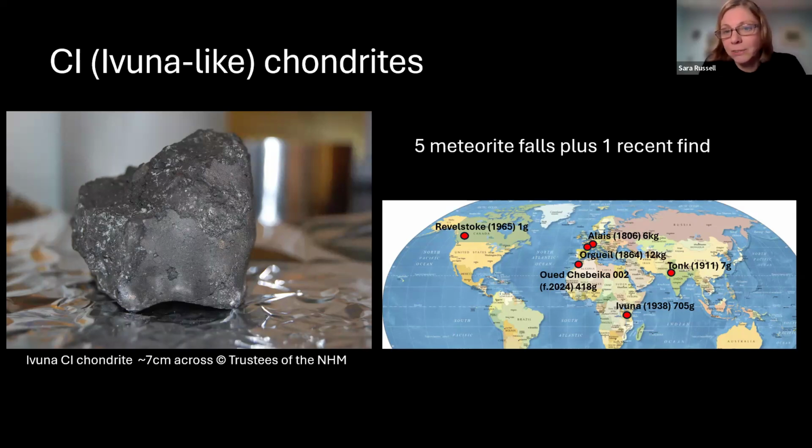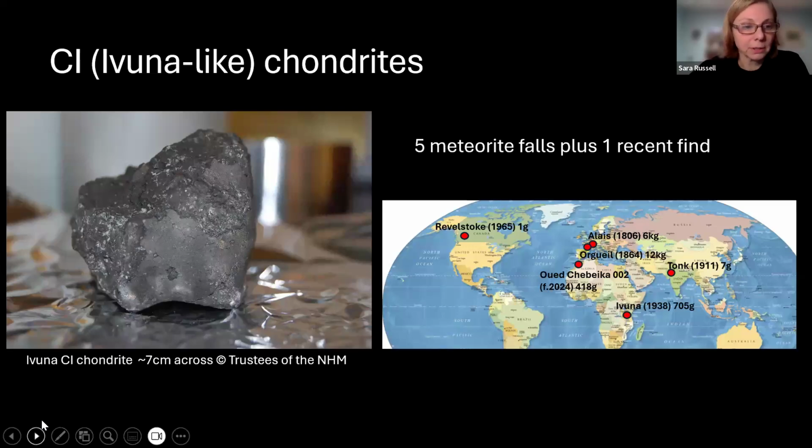Orgueil fell as a shower of stones, and one of the stones was supposed to be as big as a human head. Sadly, that stone no longer exists. And then, of course, there's Ivuna, the type specimen for this meteorite group, which fell in Tanzania in 1938. And a fun fact about Ivuna is that it was retrieved from the branches of a tree that it fell into.